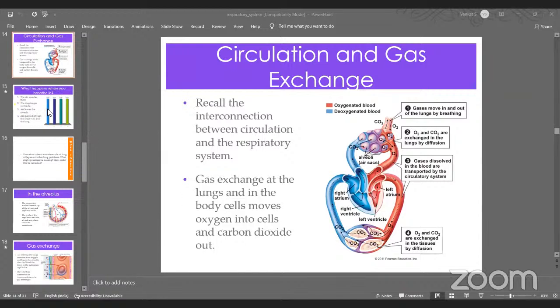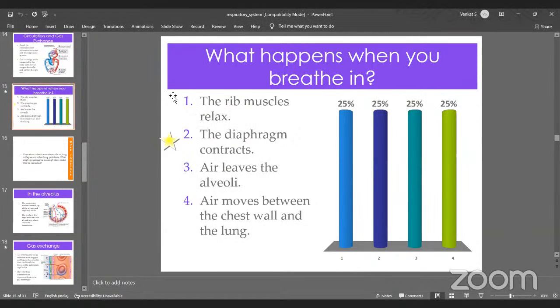So what happens when you breathe in? Breathing in depends on the diaphragm contracting. Very important: inspiration and exhalation depend on the diaphragm. The diaphragm contracts, the rib muscles relax, and air moves between the chest wall and the lungs. This is the correct answer to what happens when you breathe in: the diaphragm contracts and oxygen is received.